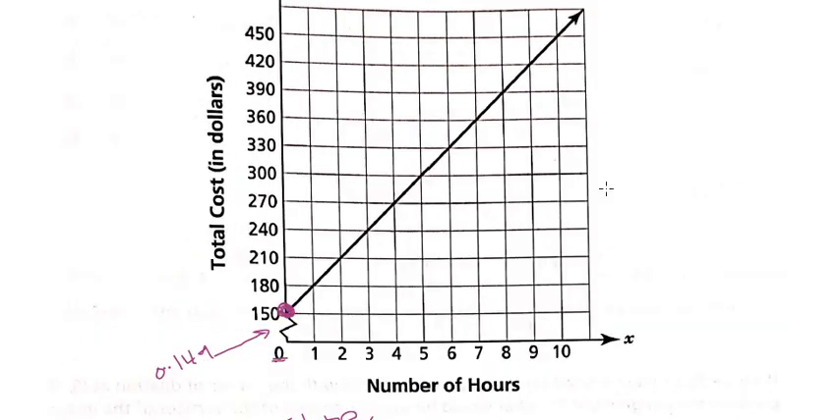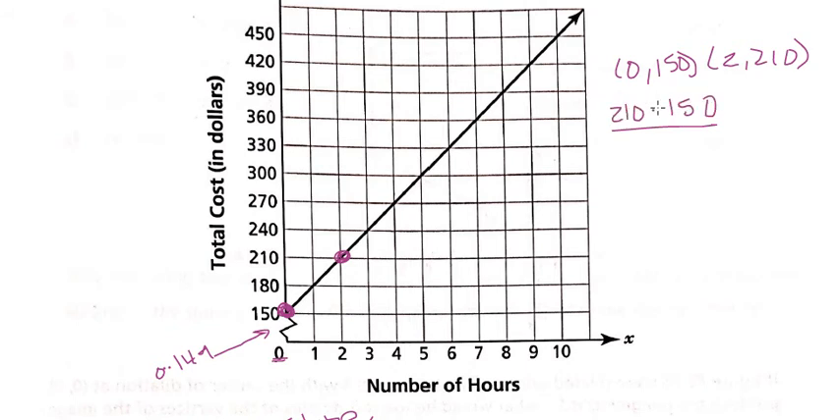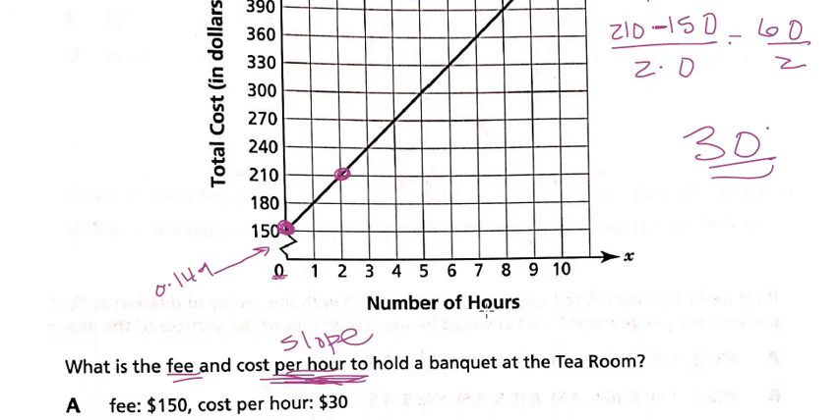So now I'm going to just grab another ordered pair. So maybe that one, just to verify the slope, because that's what good mathematicians do. So that's (0, 150) and (2, 210). So that's going to be 210 minus 150 over 2 minus 0. That's going to give us 60 over 2. It's going to be a slope of 30.